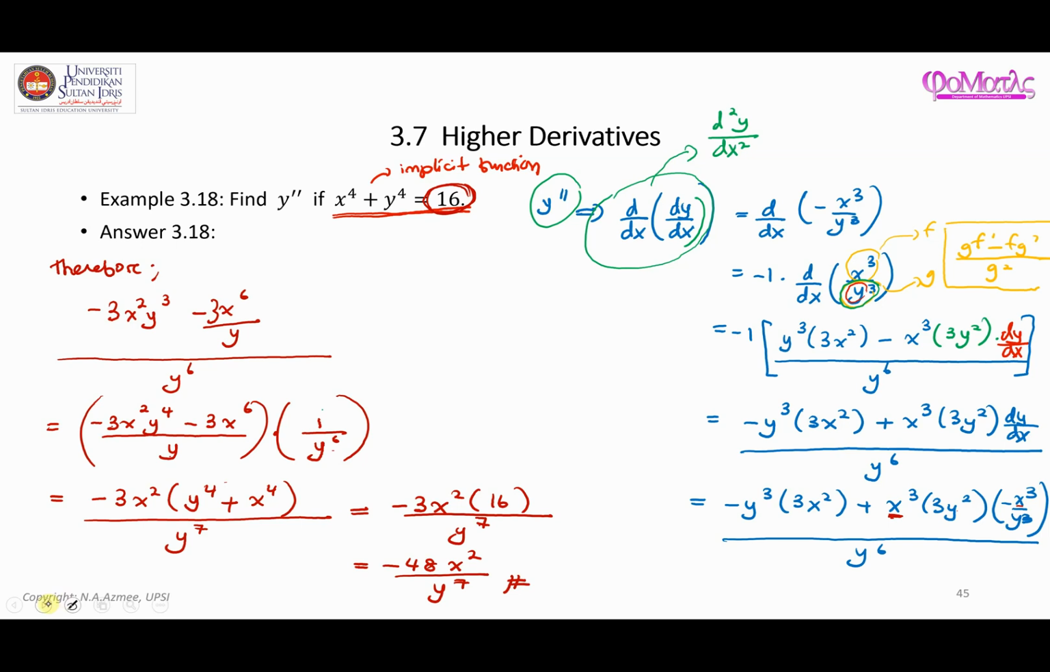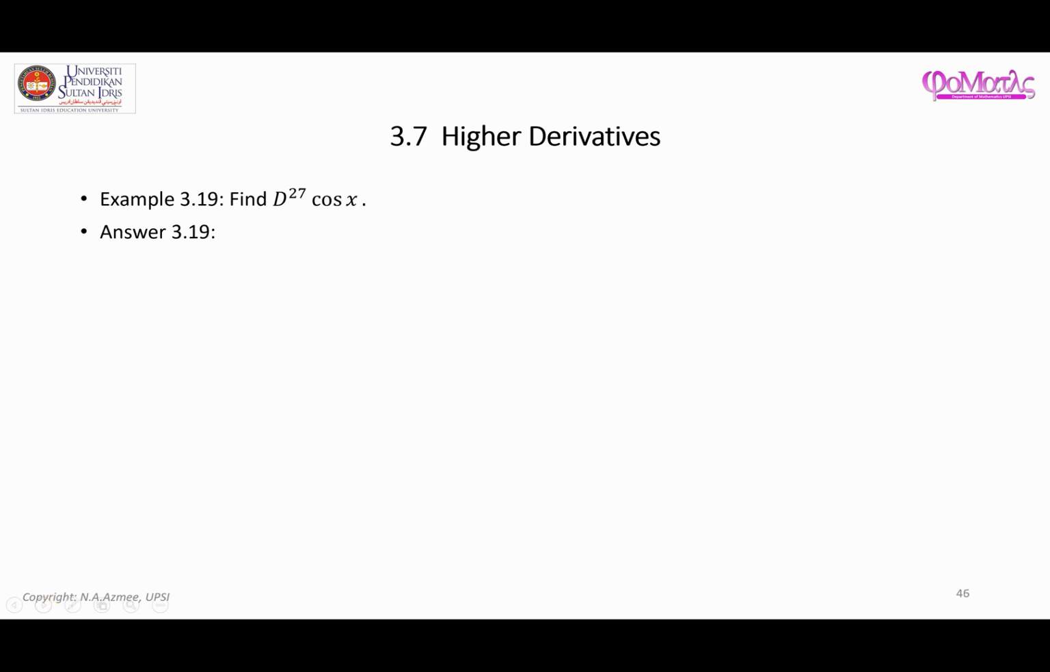Alright, let's move on to this example. This is the last example which I'm going to show in this video. You are asked to find the 27th derivative for this function. Now in order to see what's going on, we can start with finding the first derivative.